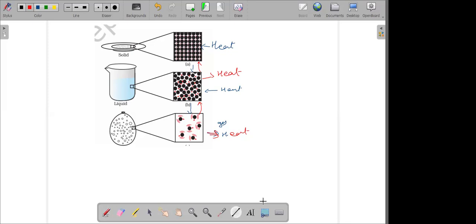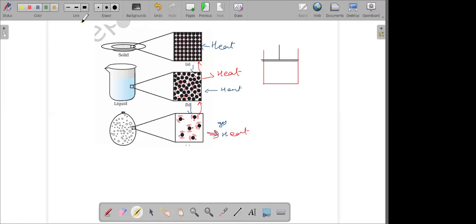A similar role is played by pressure also. Consider here we have taken a gas in a container. In this container I have a piston. A piston is the movable part. There are a number of molecules here, some air molecules. These are the gas molecules. As we know, the gas molecules are more random and more free to move.